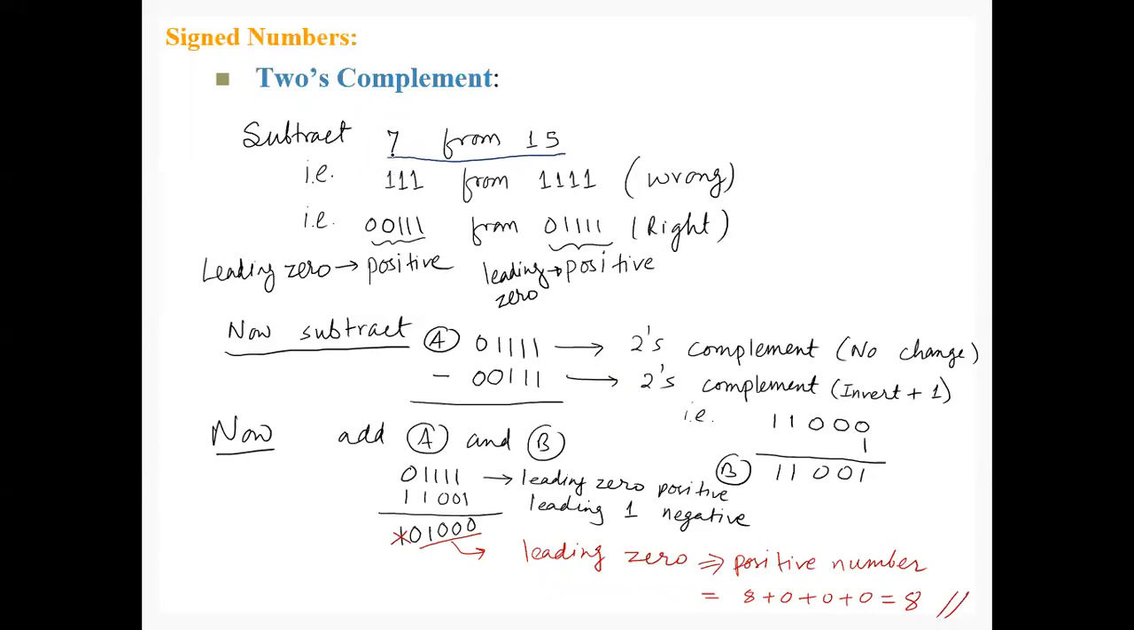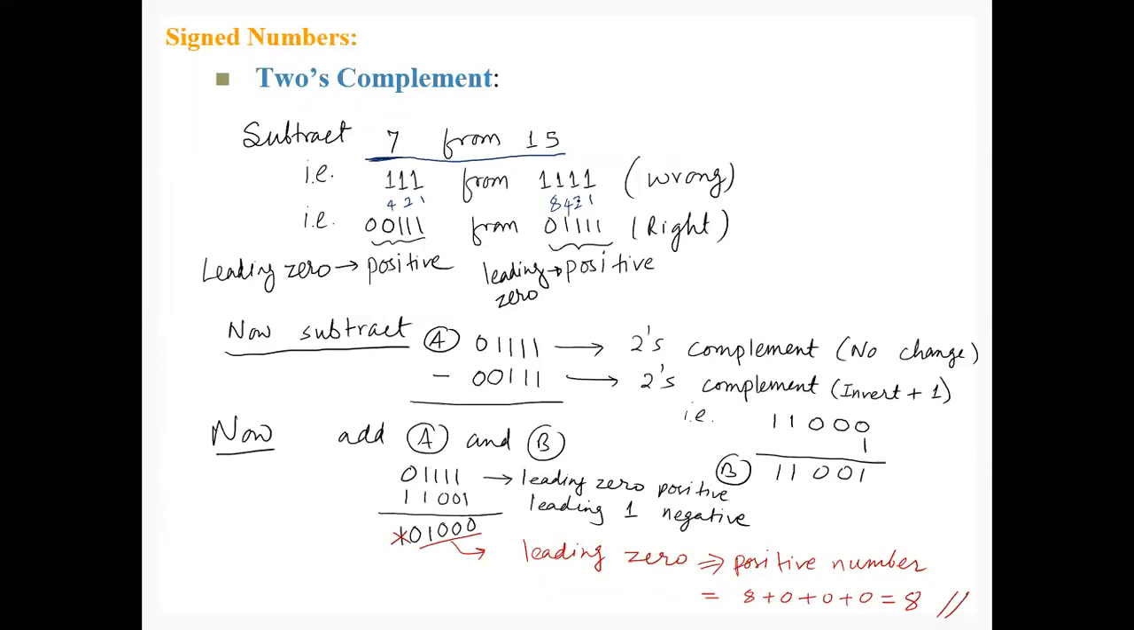So how do you represent 7? 1, 2, 4, right? So 1 times 1 is 1, 2 times 1 is 2, 4 times 1 is 4. So 4 plus 2 plus 1, which is 7. How do you represent 15? 1, 2, 4, 8. So 8 plus 4, 12, plus 2, 14, plus 1, 15.